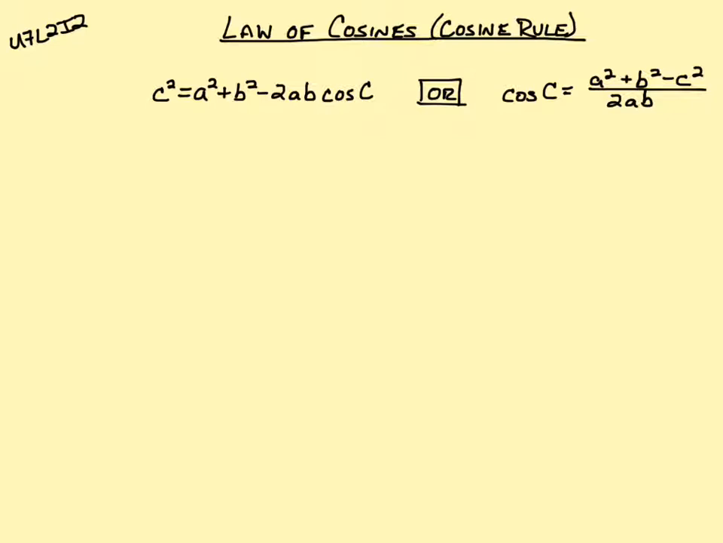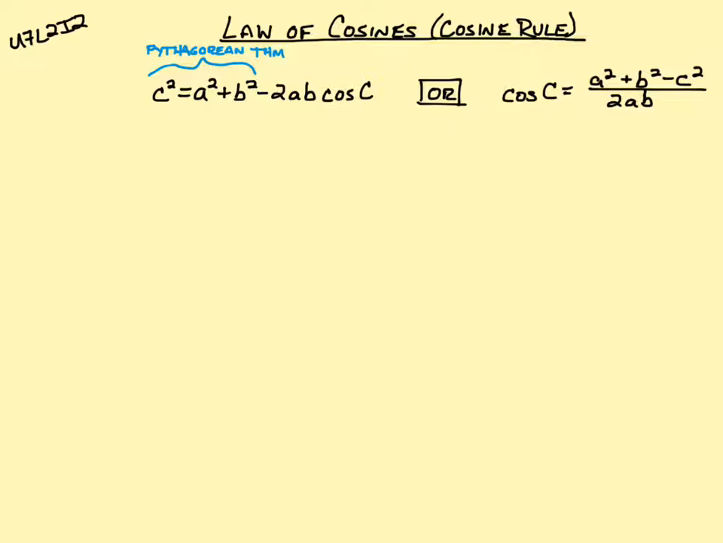So when we looked at these things, we said, well, what was the first thing that jumped out at you? And a lot of people said that this part here looks like the Pythagorean theorem. And that's right. It basically is the Pythagorean theorem. And then we use this other part, the minus 2ab cosine C, to modify the Pythagorean theorem.